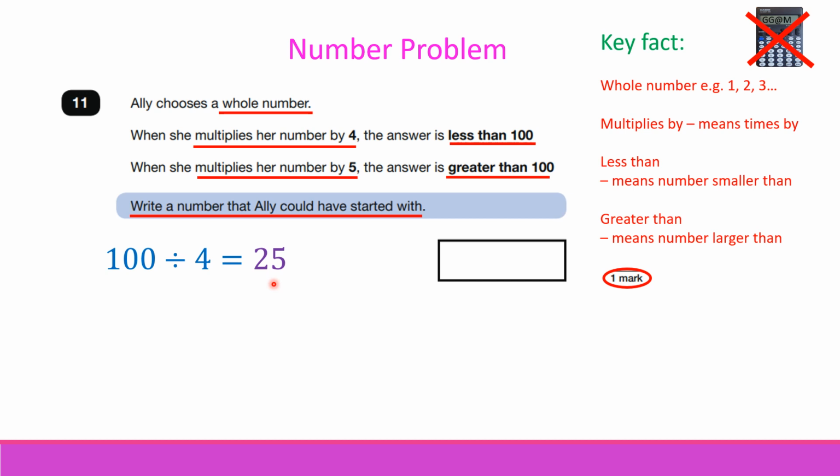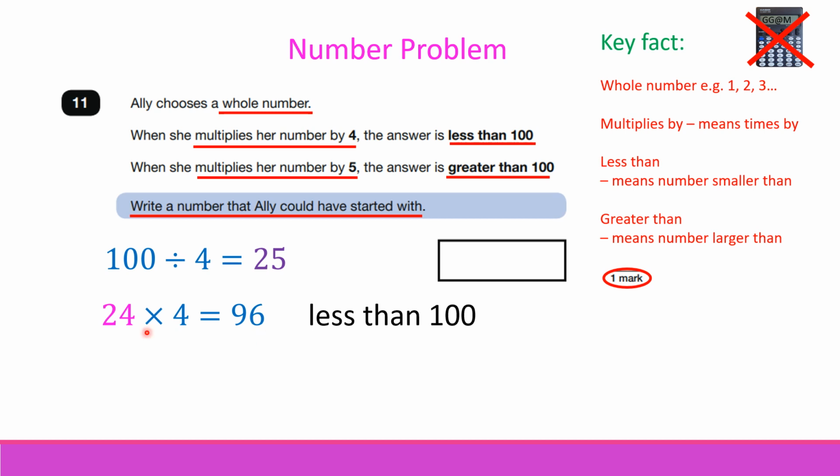Next, we've got to multiply a number and the answer's got to be bigger than 100. Now obviously, if I started with the number 25, I multiplied it by 4, the answer is 100, so it's not less than 100. If I multiply it by 5, it's obviously going to be bigger than 100. So 25 is not the number they're looking for because it gives you the answer of 100, not less than 100. So I'm going to pick a number smaller than 25. So I'm going to take 1 from 25 and I'm going to pick 24. So if I multiply 24 by 4, I can see I get the answer of 96.